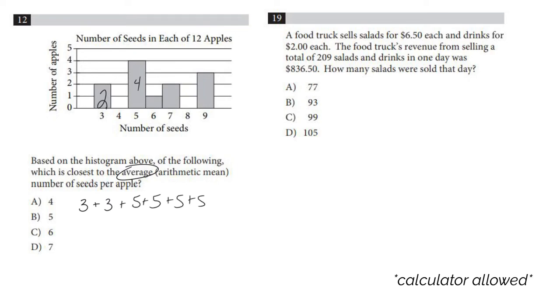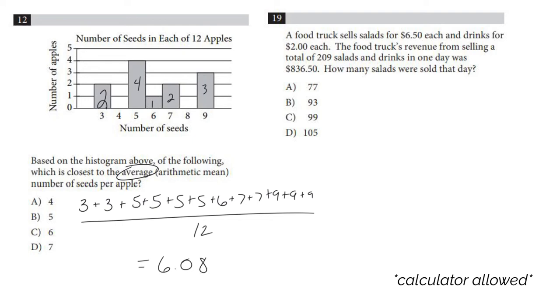The next one says I have 1 apple that has 6 seeds, 2 apples that have 7 seeds, and 3 apples that have 9 seeds. If I add up all of those numbers together, that is 12 numbers that I am adding together. So you can put that in your calculator. Remember, this is the calculator portion. And when you put that in your calculator, it's going to give you a 6.08. So the closest answer I've got is 6. Do expect decimals, do expect fractions, and do expect answers that are slightly different than what you may have expected.